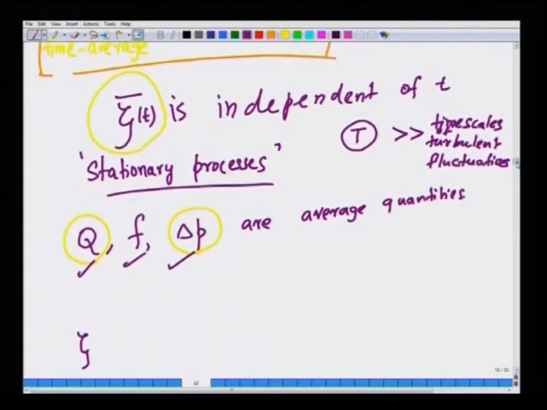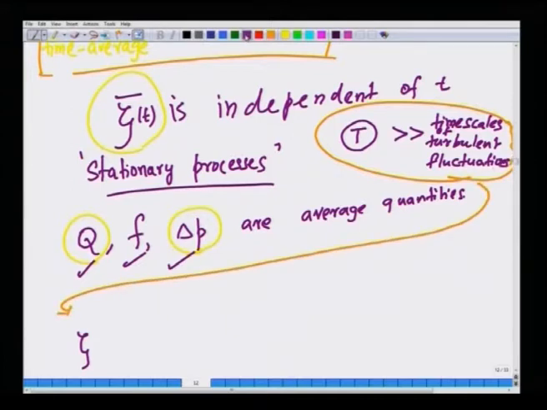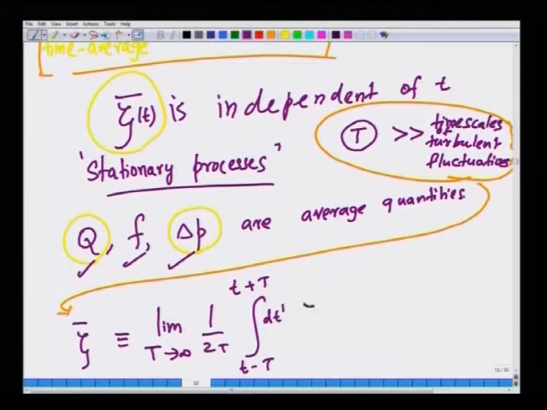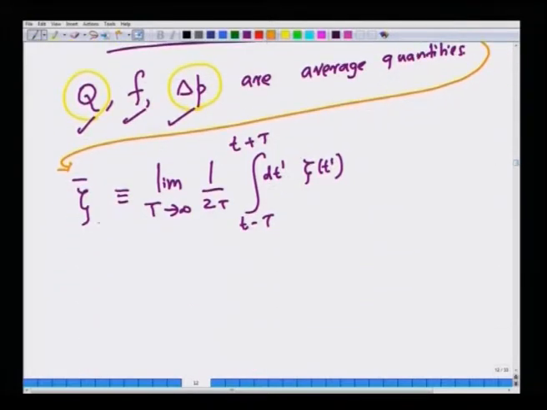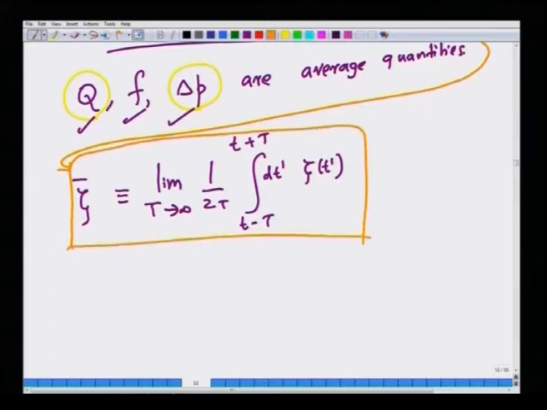So, to describe this aspect, that capital T is large compared to the time scale of fluctuations, we are going to express this formally as the limit capital T tending to infinity of 1 over 2T, integral from small t minus capital T to small t plus capital T, dt prime c of t prime. What we mean by infinity is not truly infinity, but essentially that T is large compared to any turbulent time scales of fluctuations.